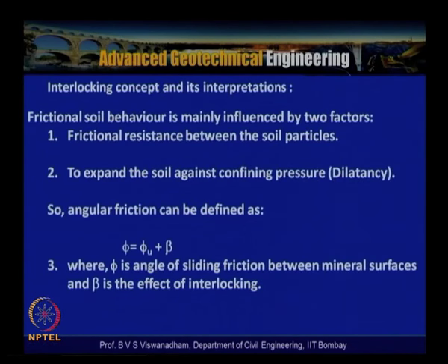Now the interlocking concept and its interpretations. Frictional soil behavior is mainly influenced by two factors. One is the frictional or sliding resistance between the two particles upon shearing, and the other is the need to expand the soil against the confining pressure. So the soil can undergo an increase in volume upon shear under confining pressure. The angle of friction can be defined as phi is equal to phi u plus beta, where phi u is the angle of sliding friction between the mineral surfaces and beta is the effect of interlocking, which is because of the angularity of the particles and so on.